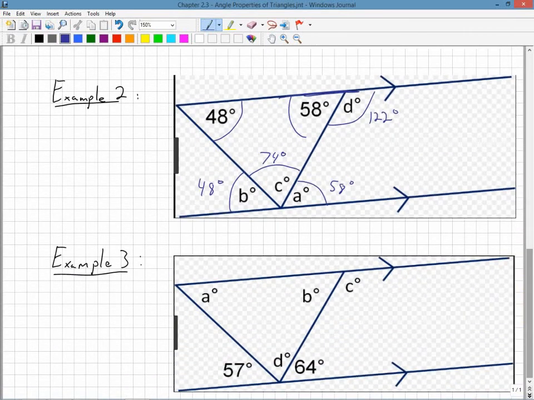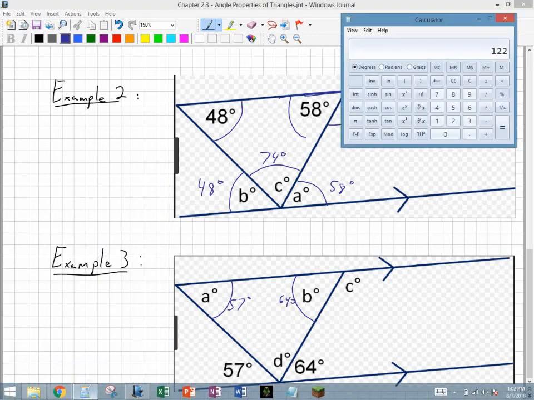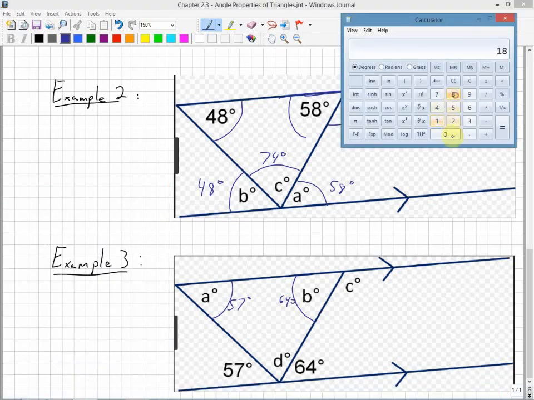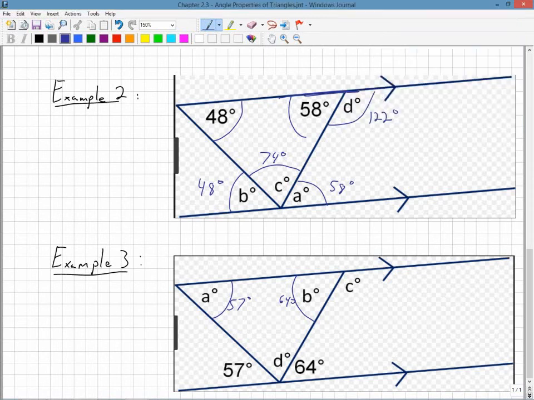Here's the last example that we can look at here. Very, very similar to the example 2. I have alternate interior angle here to 57 degrees. I have an alternate interior angle here to 64 degrees. Angle C and angle 64 are interior on the same side of the transversal. They're supplementary. Start with 180, subtract off 64, and I'm left with 116.